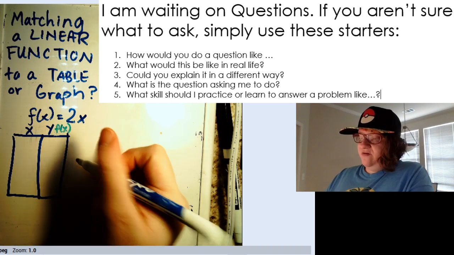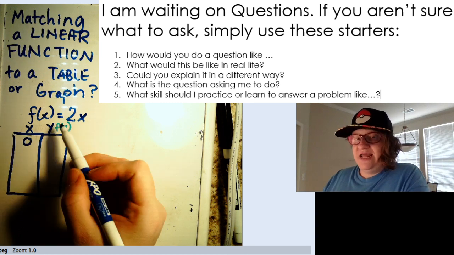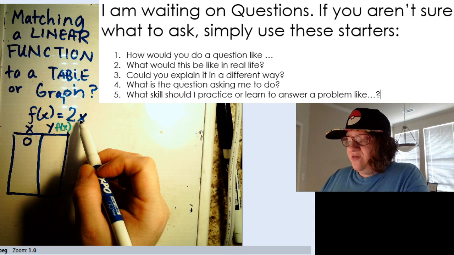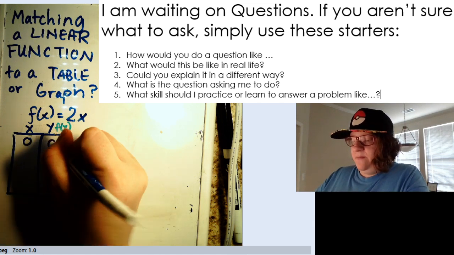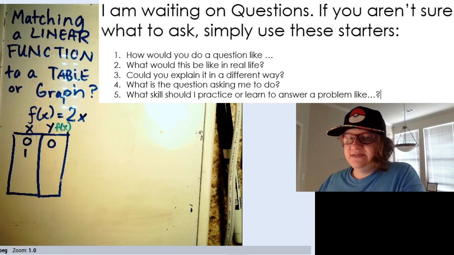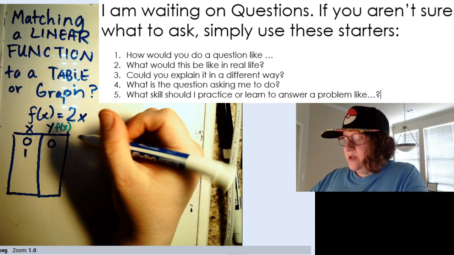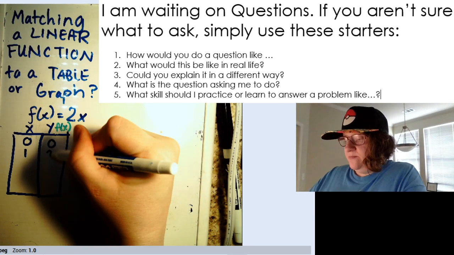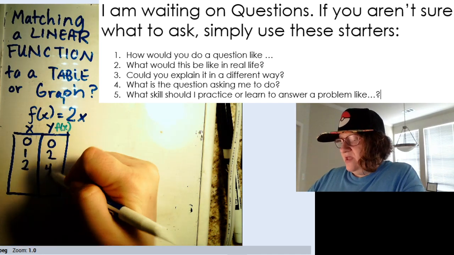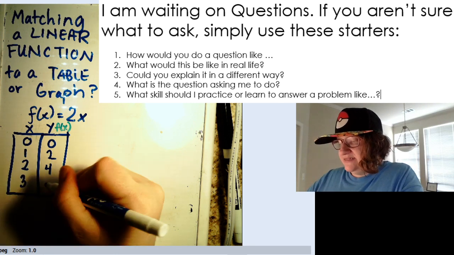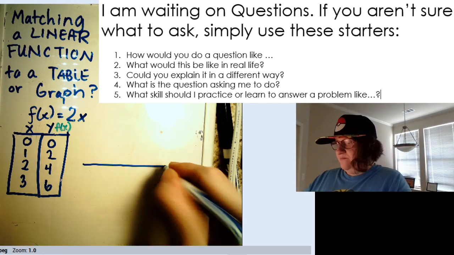So let's start with 0. If x is 0, what is this function going to equal? Well, the function is 2 times 0, and 2 times 0 is 0. We're going to keep going up by ones because that's convenient, but you could choose other numbers to go up by, but we're going to stick with the 1 here. 2 times 1 is 2. 2 times 2 is 4. 3 times 2 is 6. Now we've made a table, so now we can make a graph.